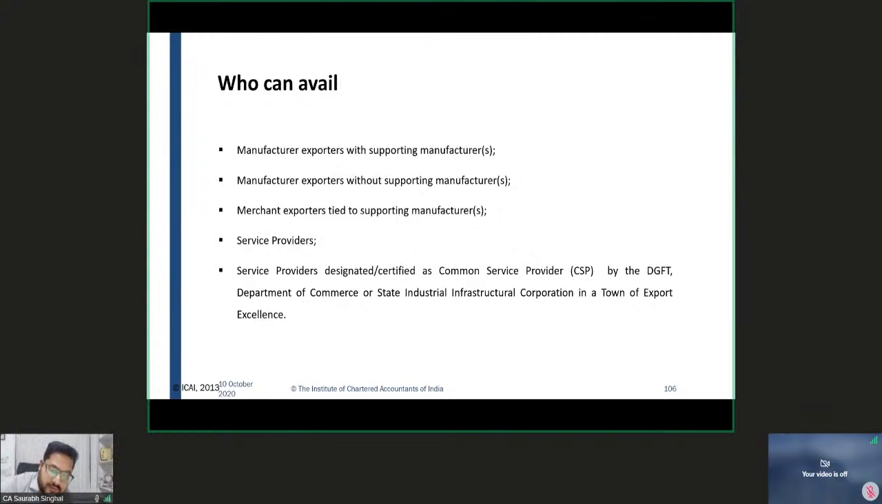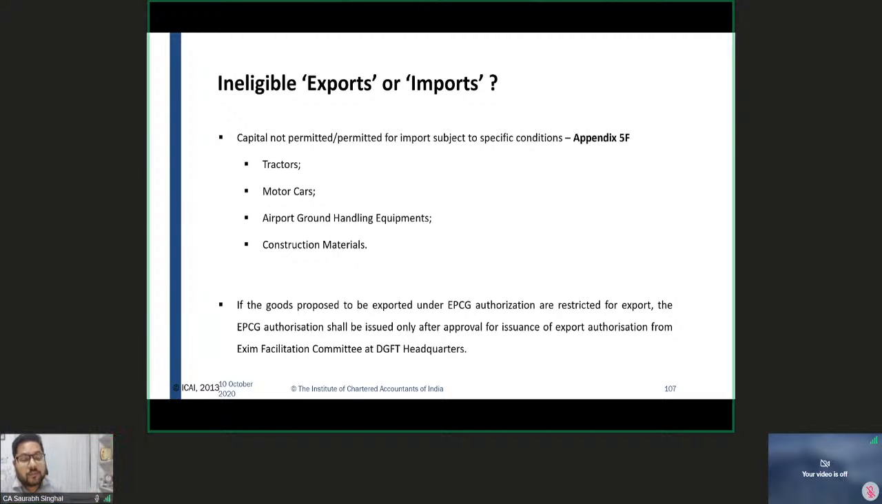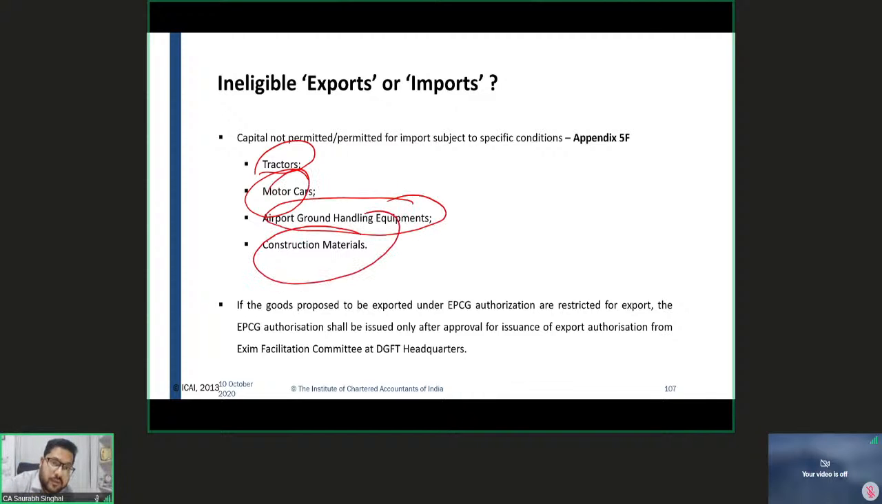Who can avail this scheme? Manufacturers can avail this scheme. Merchant exporters who have connected manufacturers can avail this scheme. Service providers can avail this scheme. This is very, very relevant. You can ignore this for now. So service providers are also eligible for this scheme. So suppose I am providing service, I am a call center or an outsourcing unit, BPO, I am also eligible for this scheme. I can import capital goods in the form of laptops and not pay BCD, IGST on them and use them for rendering services outside India, under the EPCG scheme. What are ineligible imports? Tractors, motor cars, airport ground handling equipment, construction materials are some of the items which are ineligible as capital goods import under the EPCG scheme.